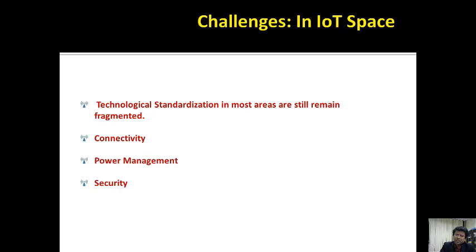The number of devices that need to be managed and communicate with each other is at least an order of magnitude larger than the devices connected to the current internet. So with the large number of devices, security also becomes an issue. So things are quite rapidly changing.